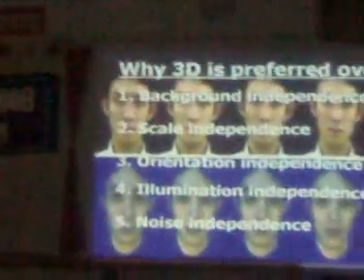Next. Now, why is 3D preferred over 2D? You have two images. A 3D image is formed by using the x-axis, y-axis, and z-axis, and 2D just uses the x-axis and y-axis. So, background independence: if I'm standing out here and if I stand out there, a 2D image would consider these two different images. But if it is a 3D image, it would consider them the same.